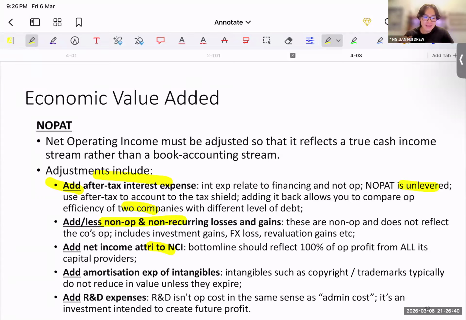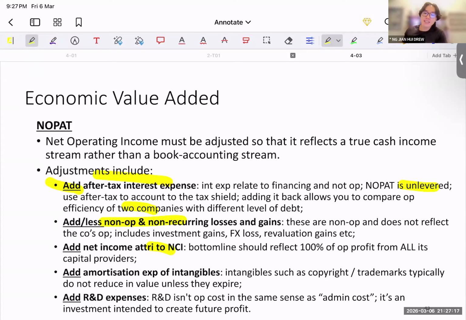Last but not least, we add back R&D expenses. So R&D expenses, why? R&D is an expense for you, right? However, it can actually improve. It's not really operating costs, right? It's not like admin costs where it is just an expense. It actually can improve your profits in the future, right? So actually, these R&D expenses shouldn't be expensed off, and therefore we add it back to our net profit to get your NOPAT.